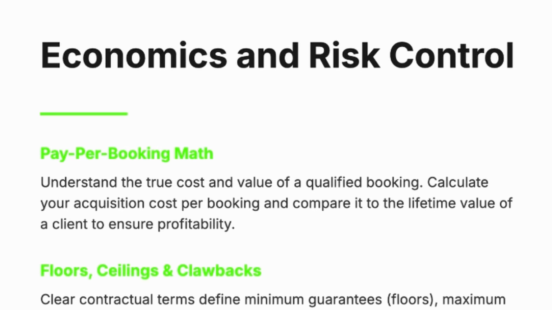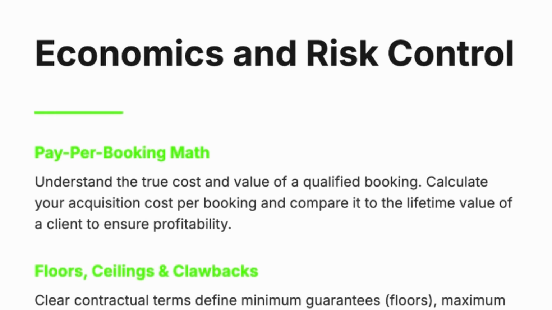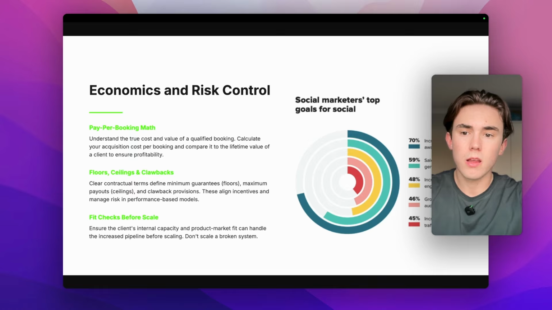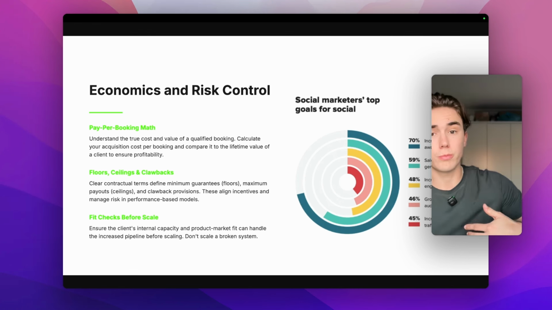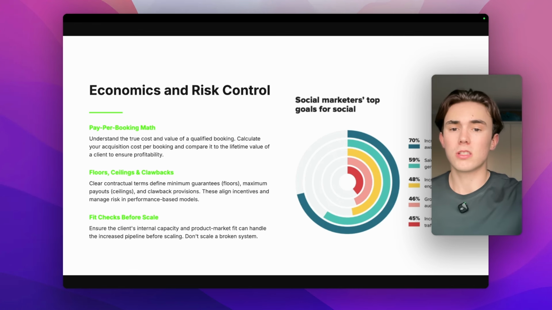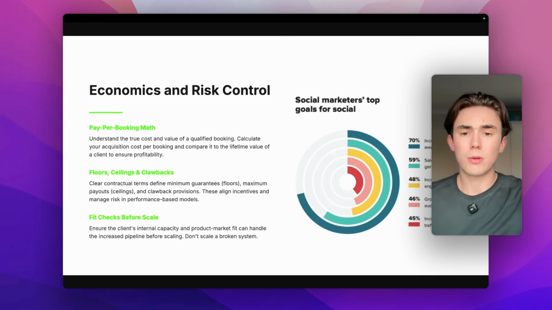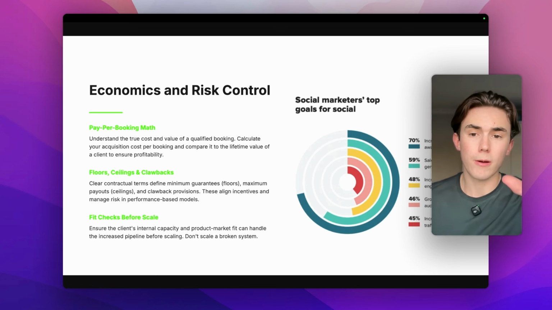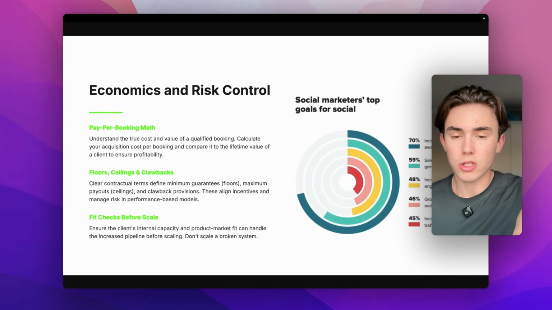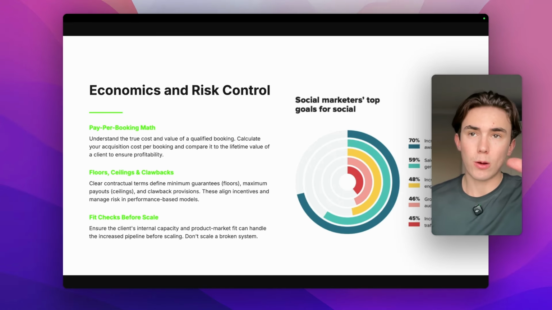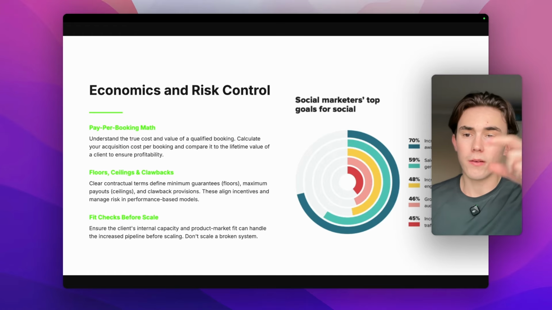Then the next thing for you to understand is the economics and risk control. So just understand the true cost and value of a booking. With cold email, it's quite cool because the cost per booking should be a lot lower than ads. But just identify how much you're spending on tools, how much you're spending on, let's say, agency fees or whatever, and then divide that by the number of calls that you're getting, and then understand your acquisition cost, and then the lifetime value of a client.